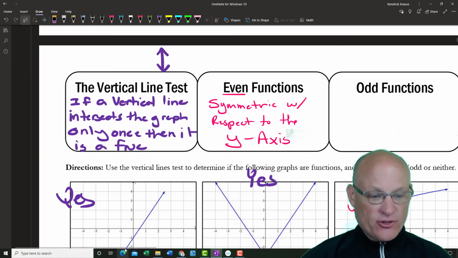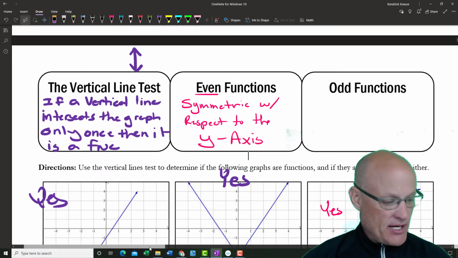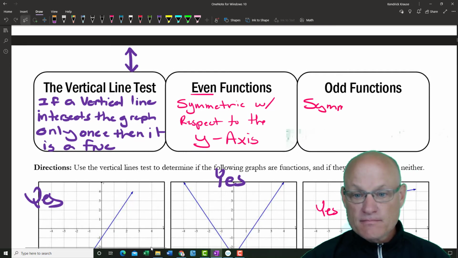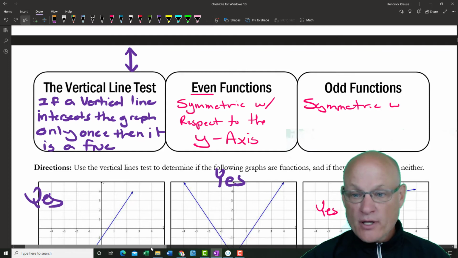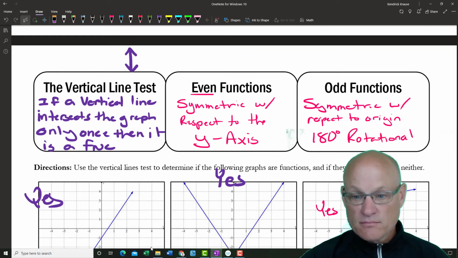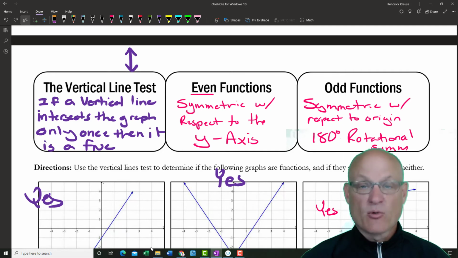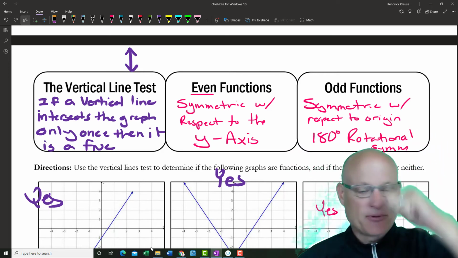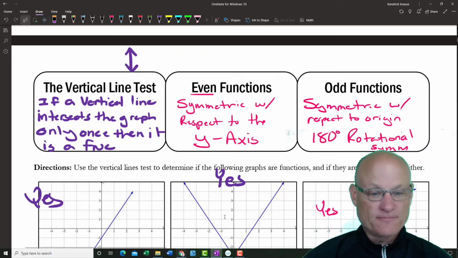An odd function, you can think of it two ways. It's symmetric with respect to the origin, or it has 180 degree rotational symmetry. It means the same thing. In other words, if you take your paper and turn it upside down, does it look exactly the same in the exact same place? If it does, it's an odd function.